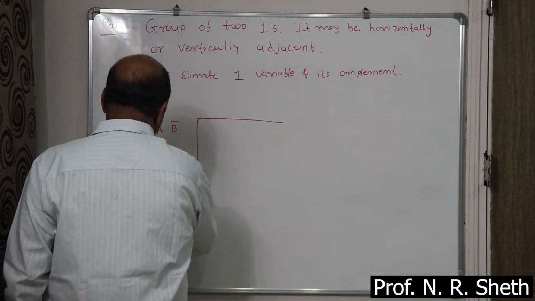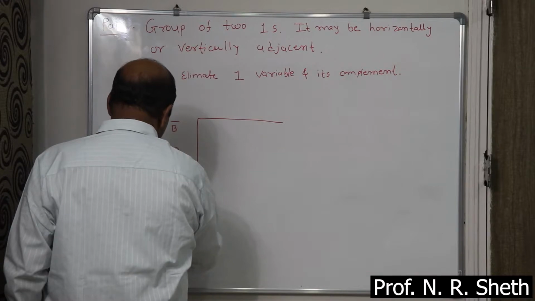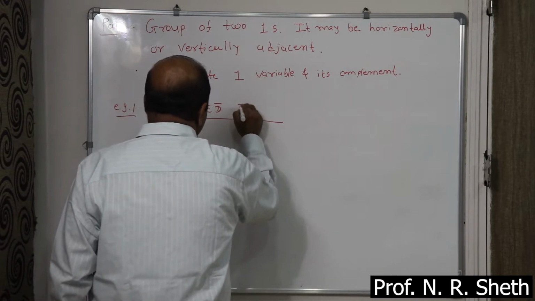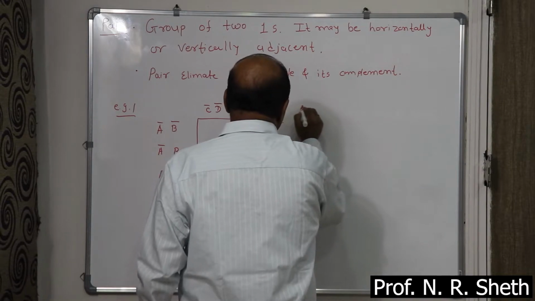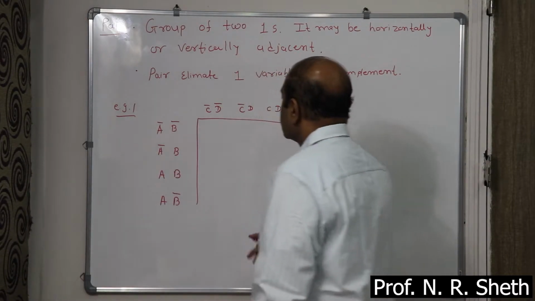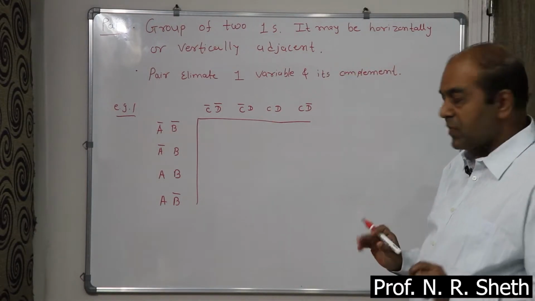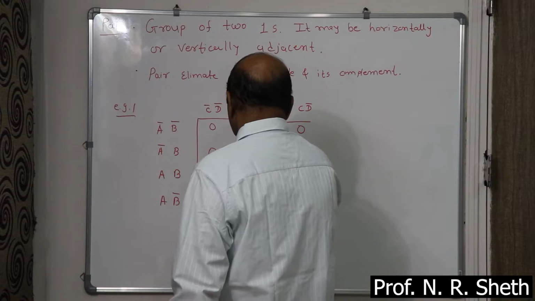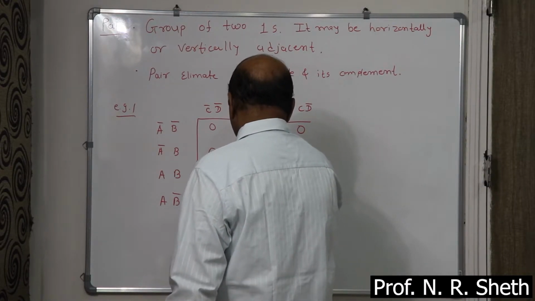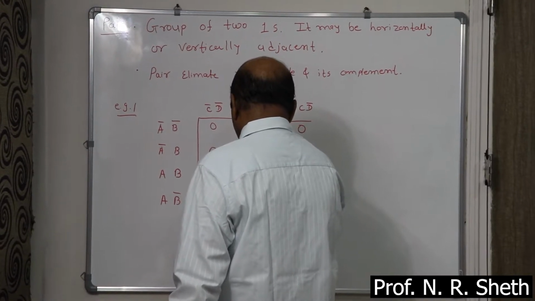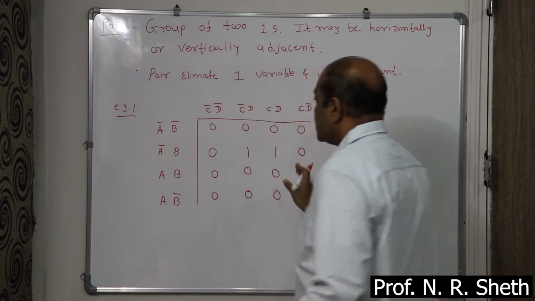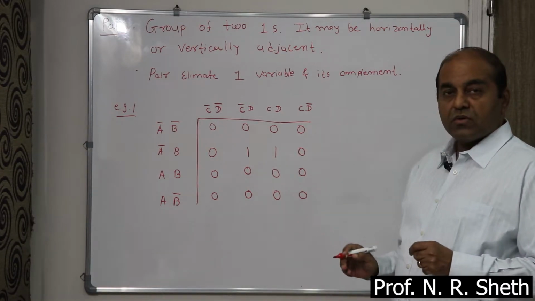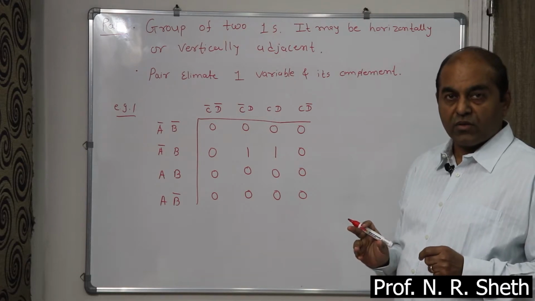Okay, so example number one. A bar B bar, A bar B, A B, A B bar, C bar D bar, C bar D, C D, and C D bar. So this is the standard format of the K-map. Now suppose this is the design of your K-map. These two entries are high, remaining 14 are low.